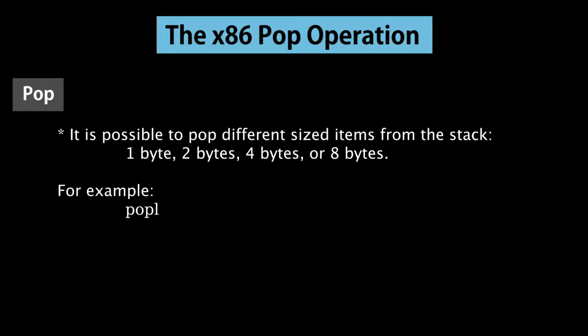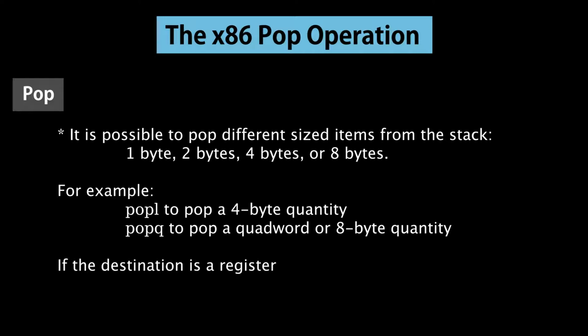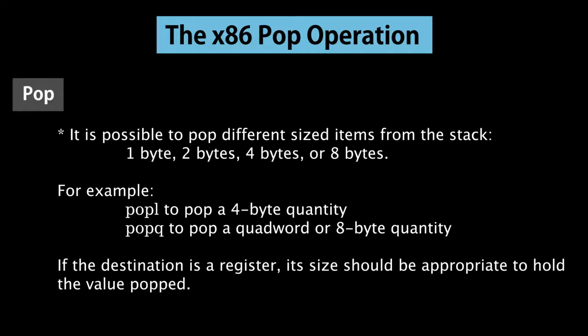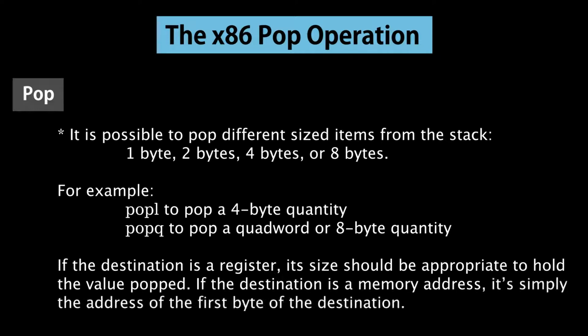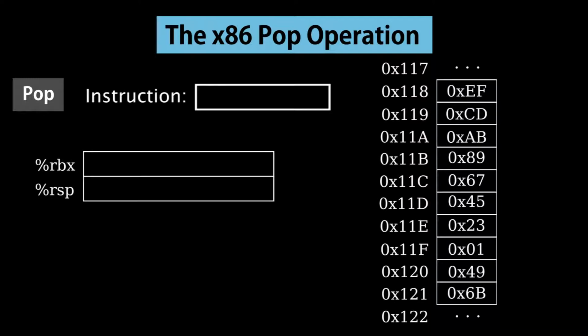For example, we'll use popl to pop a 4-byte quantity and popq to pop a quad word or 8-byte quantity. If the destination is a register, its size should be appropriate to hold the value popped. If the destination is a memory address, it's simply the address of the first byte of the destination. For concreteness, let's assume we're popping a quad word from the stack into the 64-bit register RBX. The command we'll use for this is popq RBX.